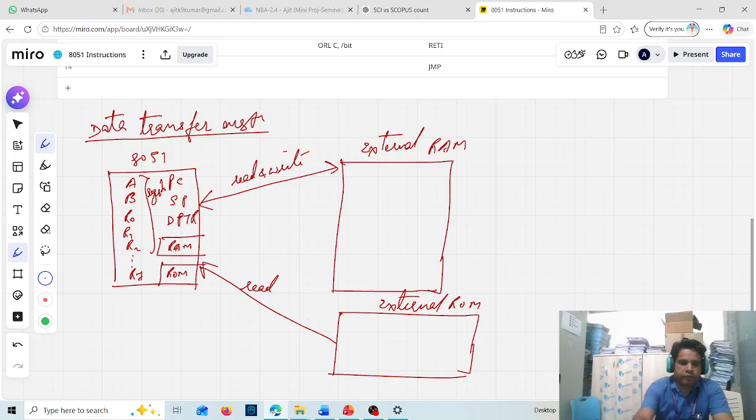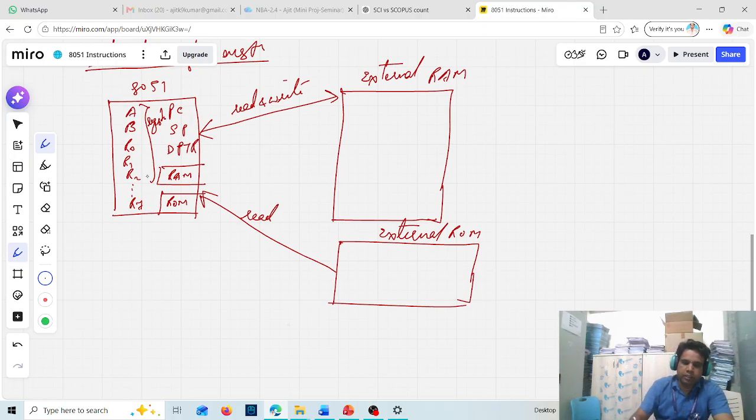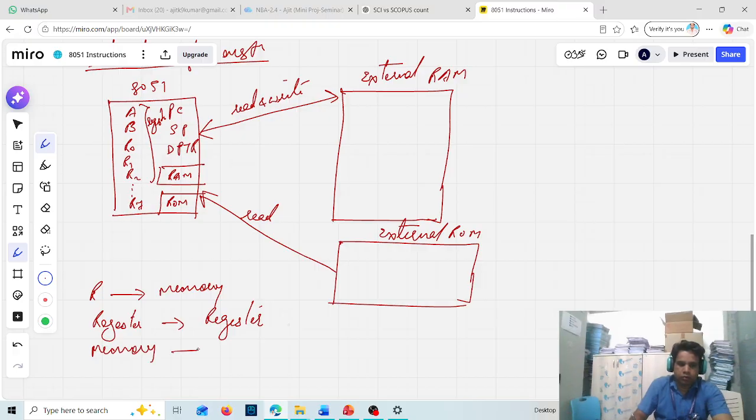So here we have different types where the data transfer can take place: between register to memory, register to register, memory to register. But you cannot do data transfer between memory to memory. Between memory and memory, the data transfer cannot take place. This is not possible.